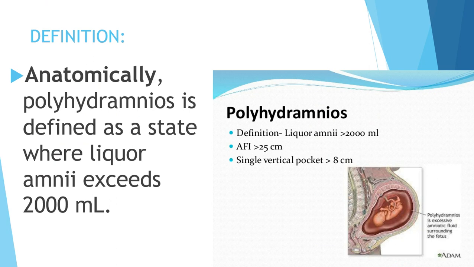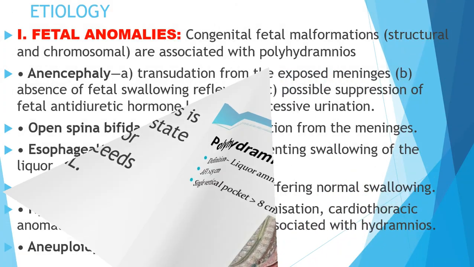So what is the normal amniotic fluid index? 5 to 25 is a normal amniotic fluid index. So what is the normal amniotic fluid in the uterus in the intrauterine period? It should be 800 up to 1000 ml at 36 weeks, and it will diminish later on to 40 weeks, where normally it will be 800 ml. So if it exceeds 2000 ml, it is known as polyhydramnios.